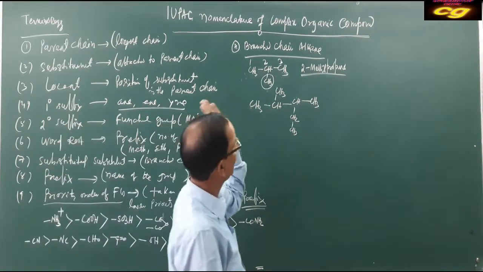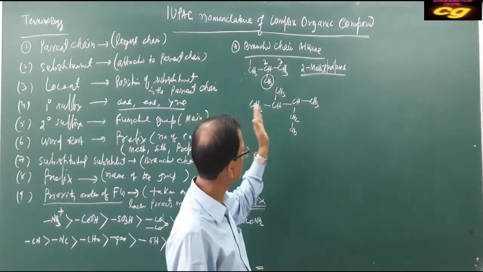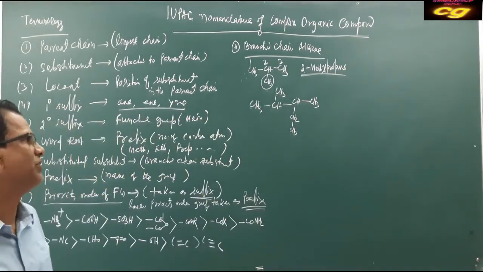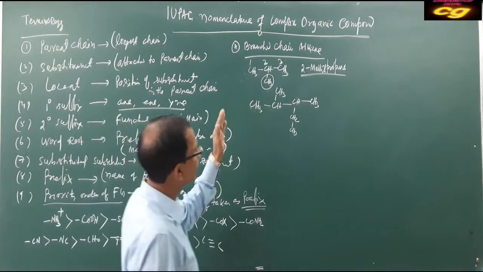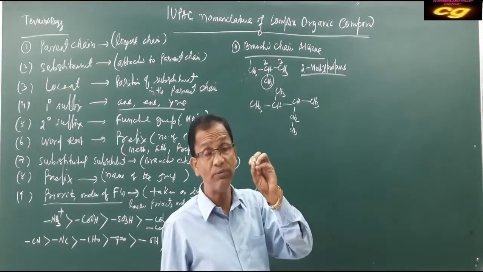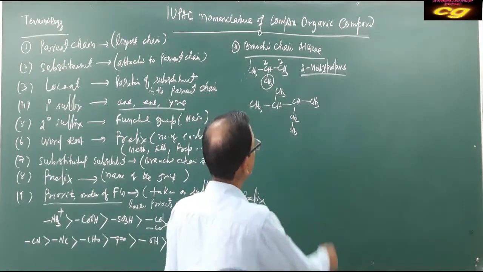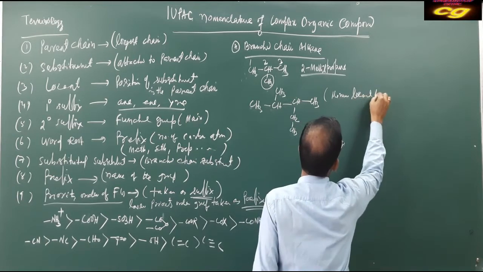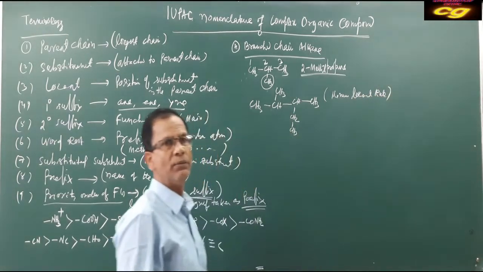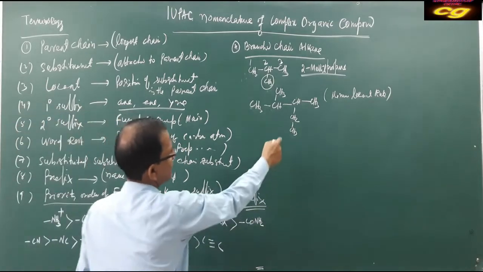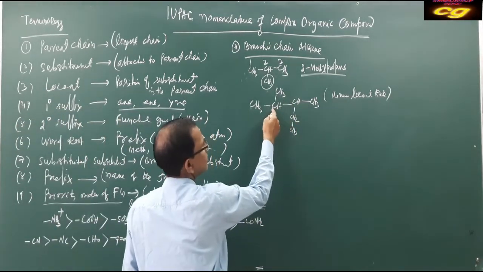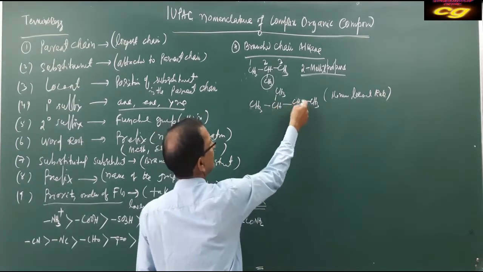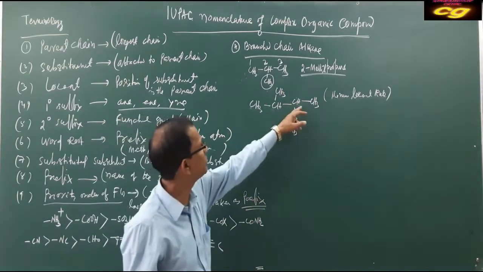When you select the longest chain, after selection, you have to give numbers to the carbon atoms in the parent chain. Numbering will be done in such a way that the locants should be minimum. That is very important. Minimum locant rule, you have to follow. So if you start from this side, 1, 2, 3, 4 is coming. 3 position and 4 position contain the methyl groups.